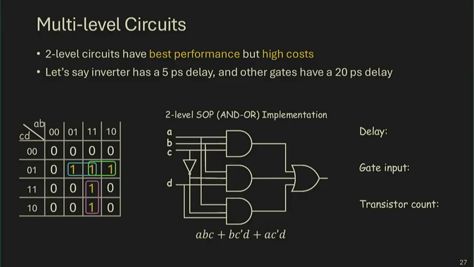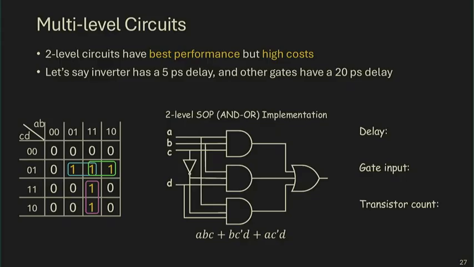So here we're coming back to a more concrete example. With a 2-level circuit, you get the best performance. 2 levels of gates is the minimum you need to still have quite a bit of expressive power. And in this case, we can count the delay and the area complexity by counting the number of gate inputs or the number of transistors. To analyze the delay, we need to find the critical path, the longest path connecting the inputs to outputs.